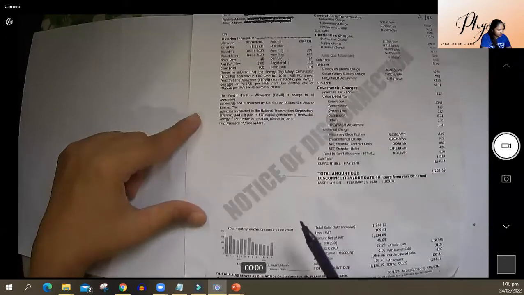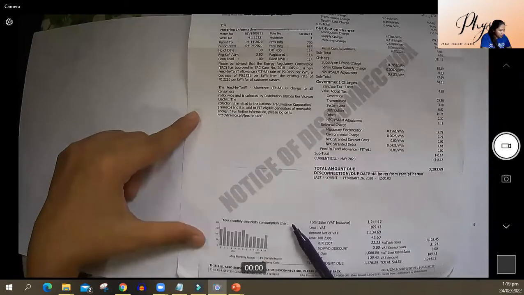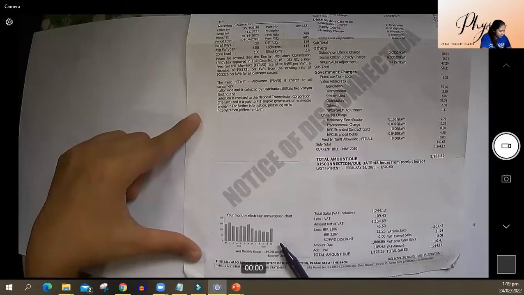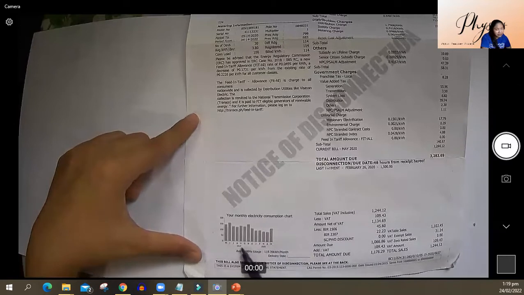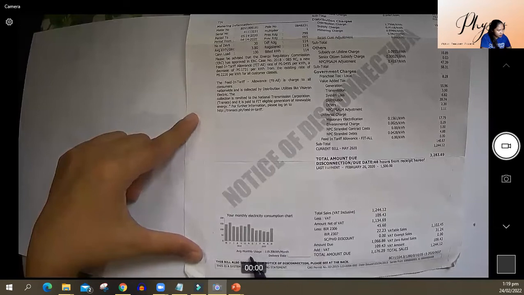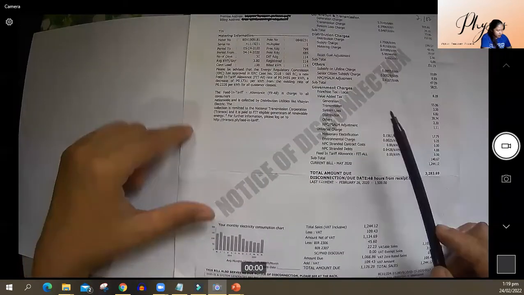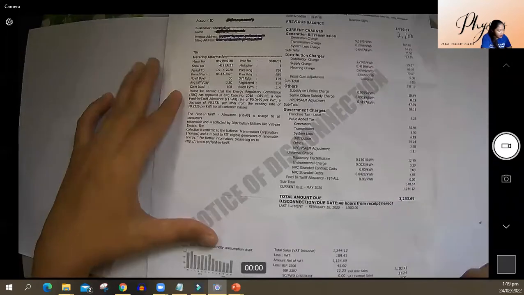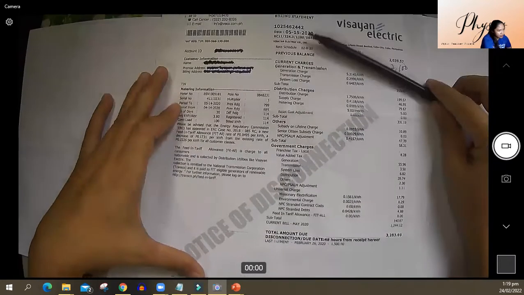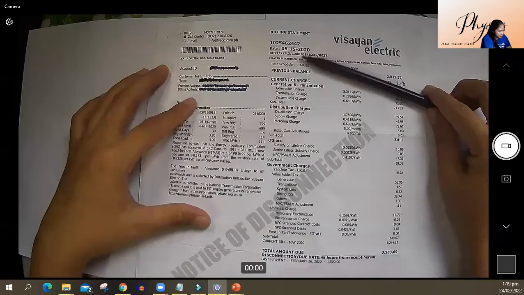At the very bottom of the paper, you will see the graph. This graph will show you 13 months of usage, and it will also give you the average monthly usage for the 13 months. Now, the right part of our electric bill is about our billing statement.